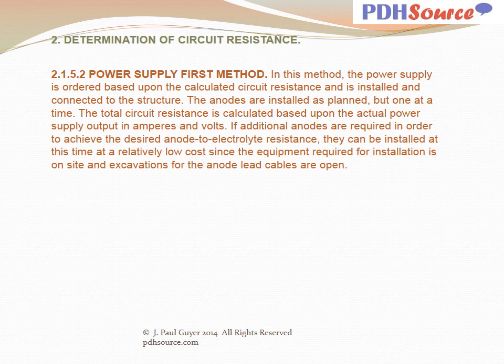With the power supply first method, the power supply is ordered based upon the calculated circuit resistance and is installed and connected to the structure. The anodes are installed as planned, but one at a time. The total circuit resistance is calculated based upon the actual power supply output in amperes and volts. If additional anodes are required in order to achieve the desired anode to electrolyte resistance, they can be installed at this time at a relatively low cost, since the equipment required for installation is on site and excavations for the anode lead cables are open.